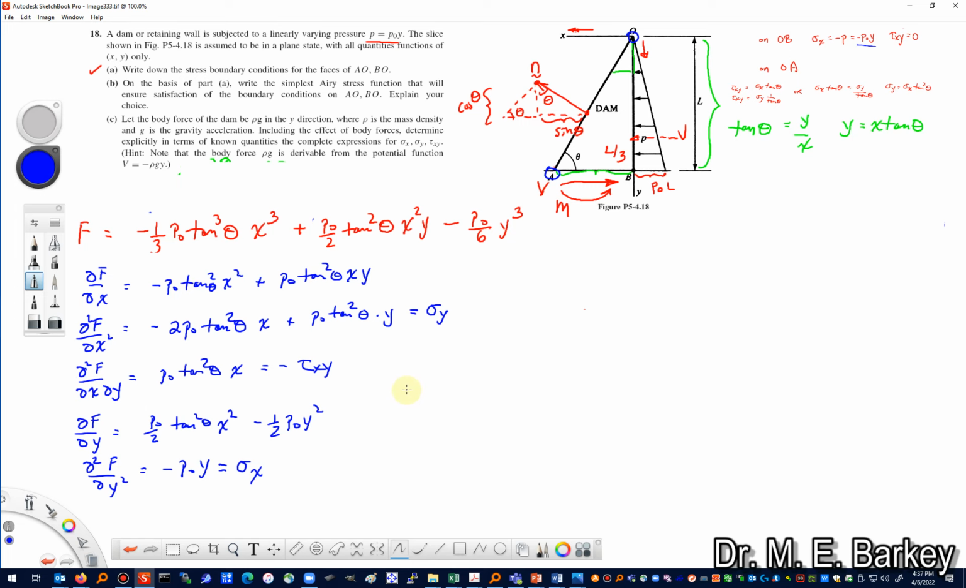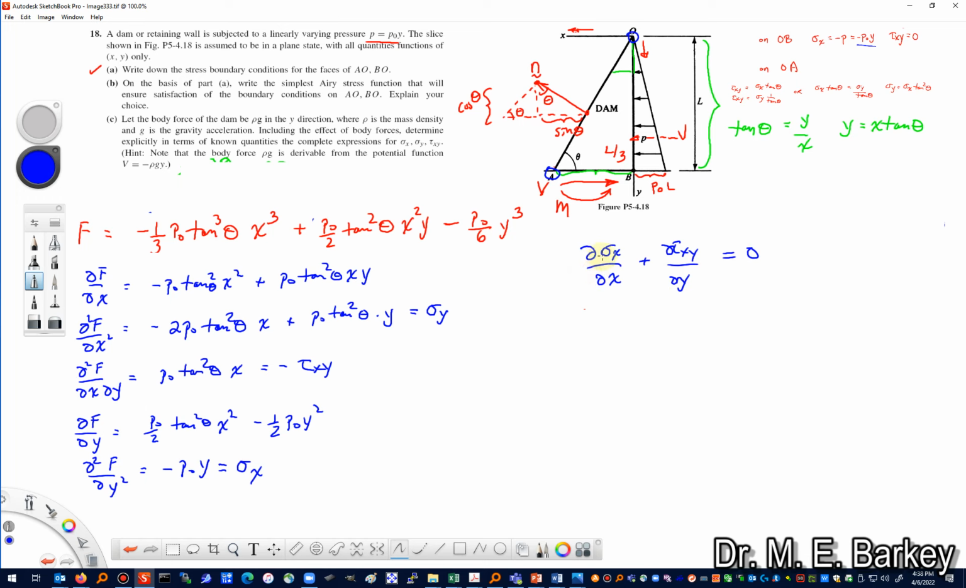Okay, so note that the body force rho g is derivable from the potential function minus rho g y. So let's see, determine explicitly in terms of known quantities the complete expressions for these things. All right, so let's take a look at our equilibrium equations. We know it's the partial derivative of sigma x with respect to x plus the partial derivative of tau xy with respect to y equal to 0.